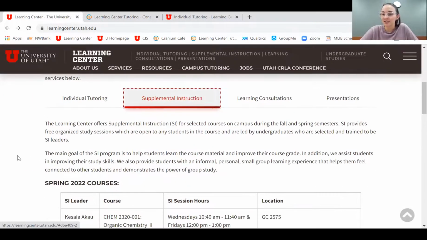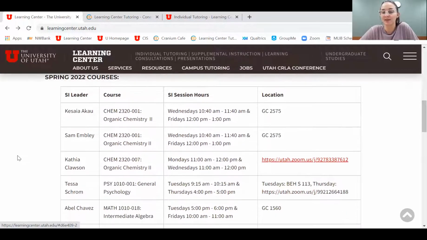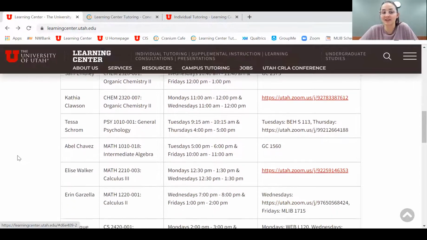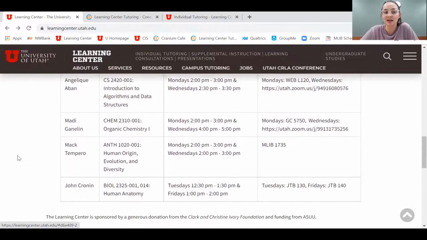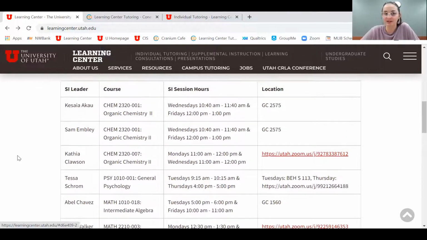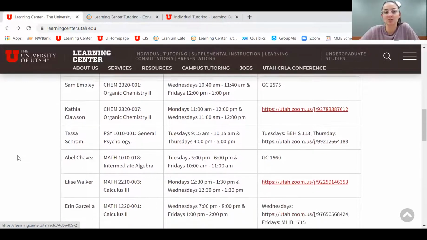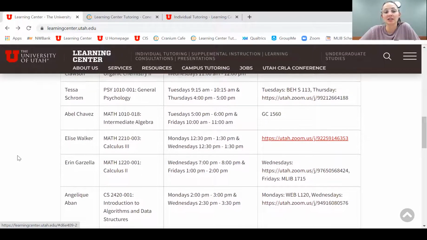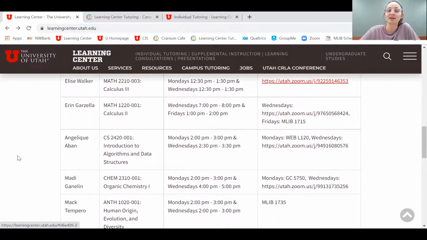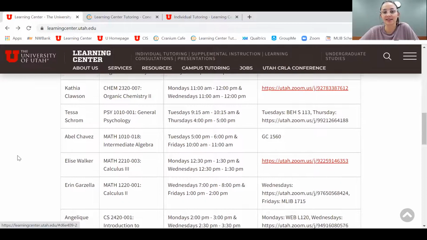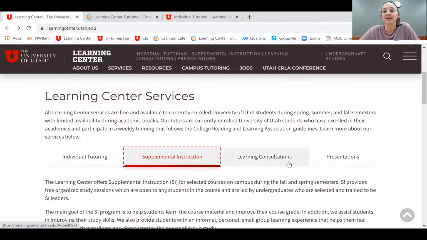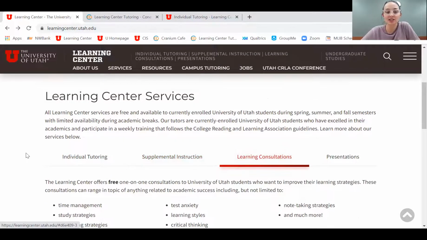Another service that we offer is called supplemental instruction. So we have specific tutors tied to specific courses, and they hold study sessions for those classes. So if you are enrolled in any of the classes that have SI, you should hopefully know about it already, but if not, you can always check it out here. Again, it's mostly lower level courses, but we have like organic chemistry 2, psychology, intermediate algebra, calculus 3, calculus 2, human anatomy, all that kind of good stuff. So that is there.